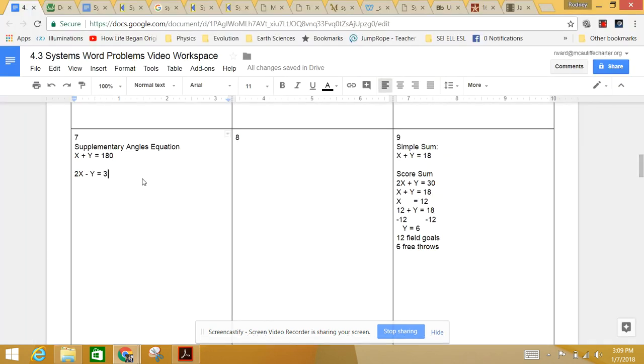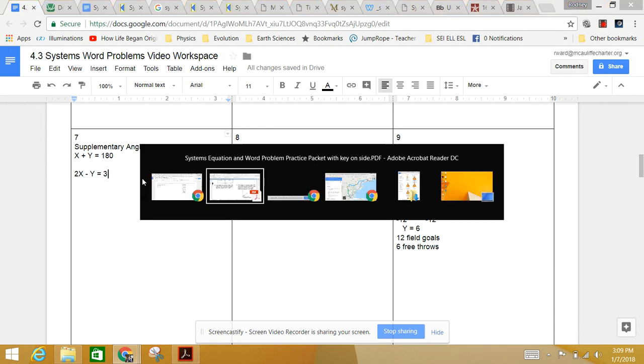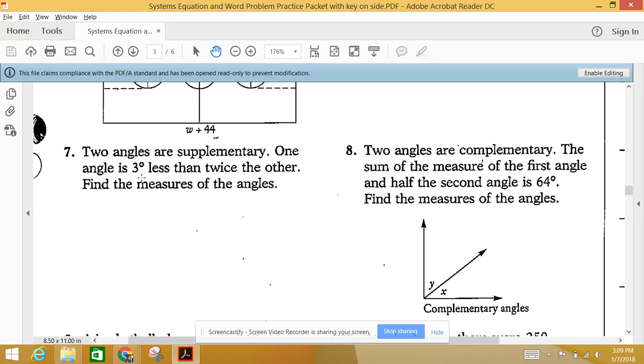Now, this is a pretty good candidate for elimination, I think, because you can just add the equations and get rid of y, and then go back and figure out what x is once you have y. All right, pause the video and try doing the setup for number 8. Remember that complementary is different from supplementary. Complementary means the angles add up to 90 degrees. So pause the video and try setting up number 8, please.